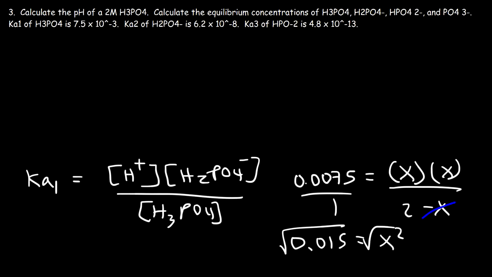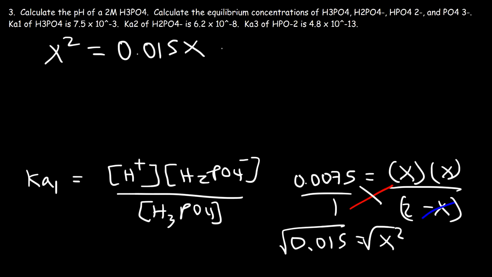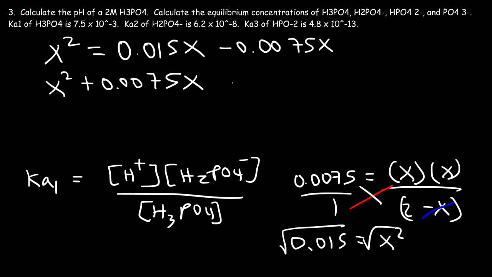So let's get rid of that, and let's cross multiply. So here we're going to have x squared, and that's going to equal 0.0075 times 2, which is 0.015, and then times negative x, so that's going to be negative 0.0075x. So let's move everything to the left side. So it's going to be x squared plus 0.0075x, and then minus 0.015.